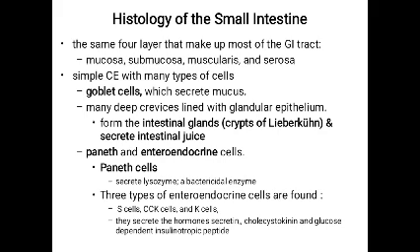Simple columnar epithelium with many types of cells. Goblet cells which secrete mucus. Many deep crevices lined with glandular epithelium form the intestinal glands or crypts of Lieberkühn and secrete intestinal juice.